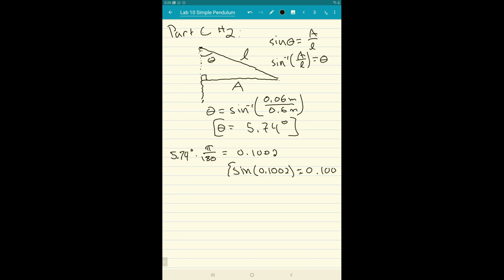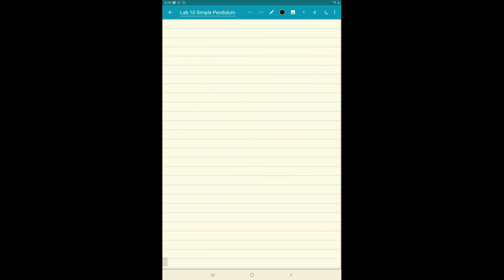You should see that it was. The conclusion here: which variables affect the period of motion of the simple pendulum and which do not? Well, we look at the equation for period, T equals 2 pi square root of L over g. There is no m, there is no A, so only L and g actually affect it.